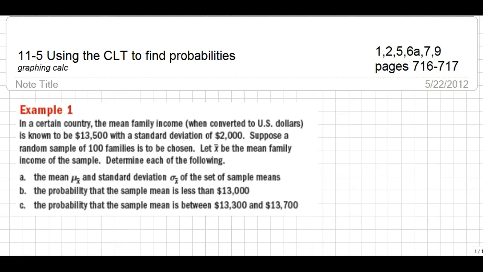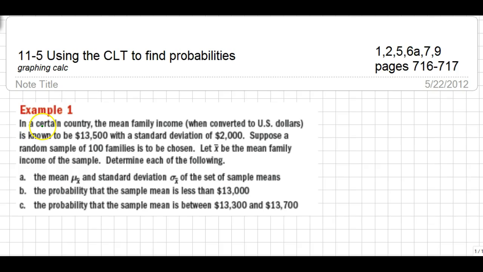Chapter 11. In a certain country, the mean family income, when converted to US dollars, is known to be $13,500 with a standard deviation of $2,000. Suppose a random sample of 100 families is chosen. Let X bar be the mean family income of that sample. Determine each of the following: the mean of the sample means and the standard deviation of the sample means.